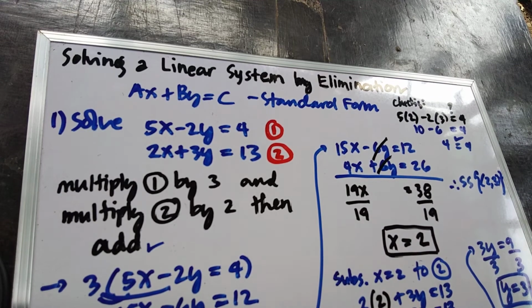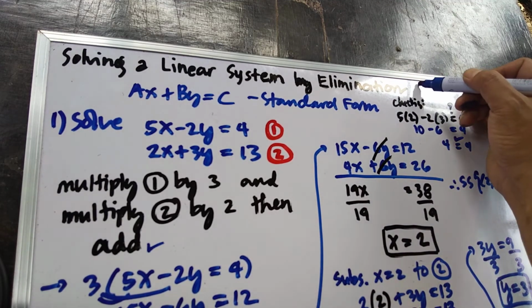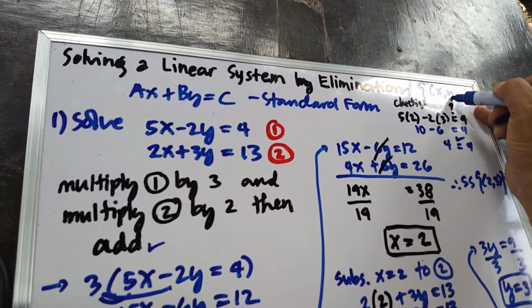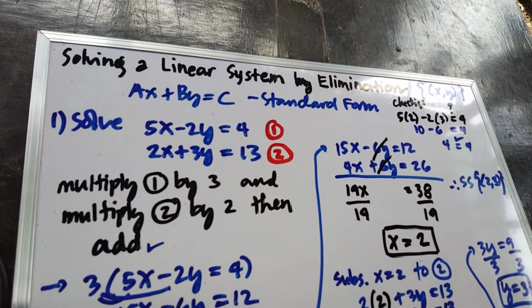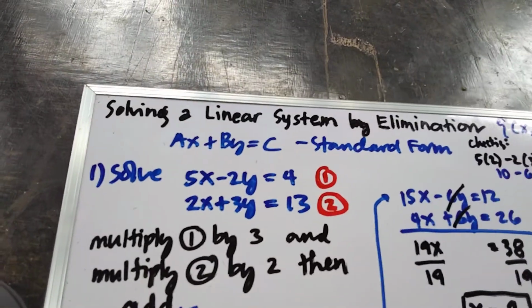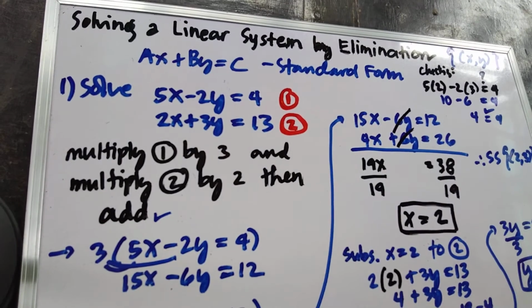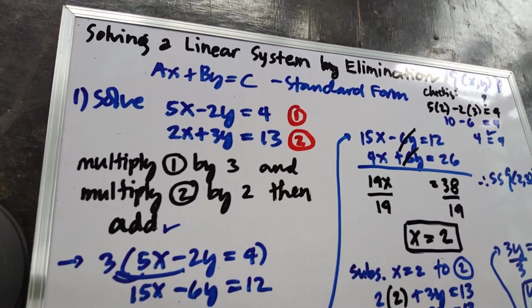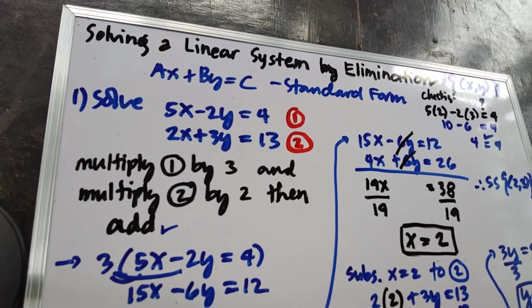Now take note, we're solving systems of two unknowns. So therefore, your solution must be of the form x and y. It should be in that form: the solution is the point (x, y). So any questions? None.